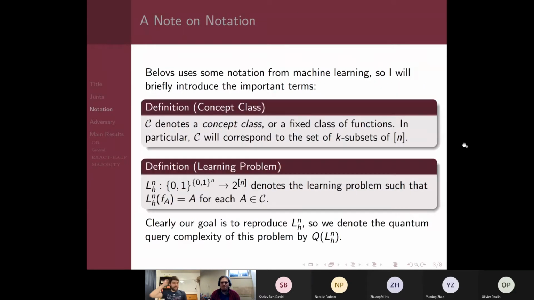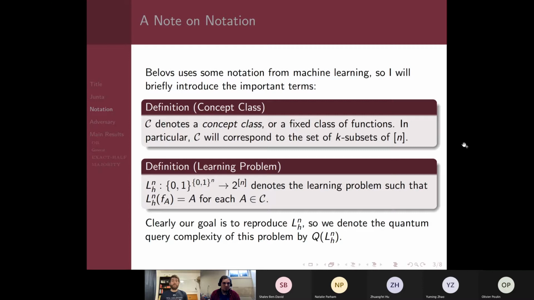But with that definition out of the way, we can go into some of the notation. Belovs is coming at this from a machine learning point of view, at least in this paper. So he uses two important terms. The first one is a concept class. He uses this mathcal C to denote a concept class, which is just a fixed class of functions. In particular here, C just corresponds with the set of k subsets of n. And for each one of those, we have this f sub A that we defined earlier.